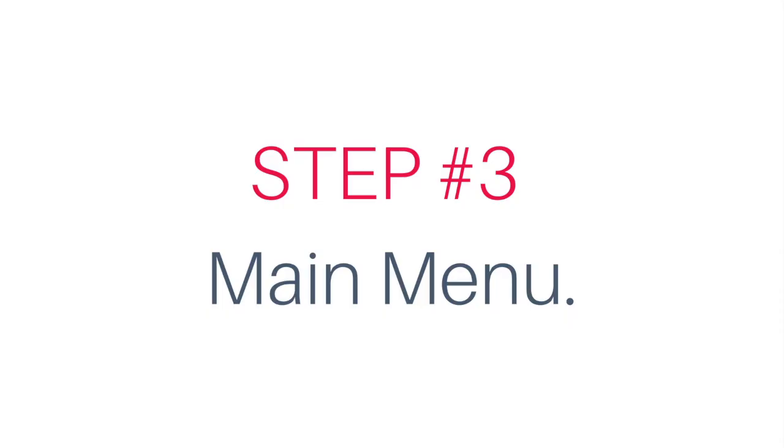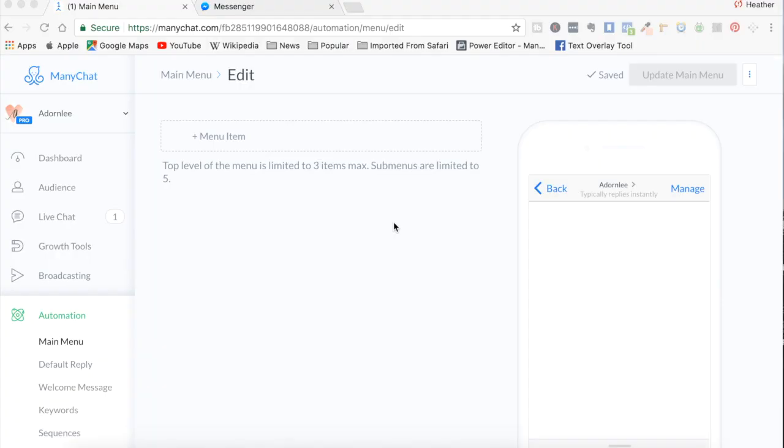Step three is to get our main menu set up. So now we've had the welcome message set up. The main menu is the menu that sits at the bottom of our bot. So it sits at the bottom whether we're on mobile or desktop, and if you have a free account, you are able to have two menu items located there. So let's jump over to the main menu.